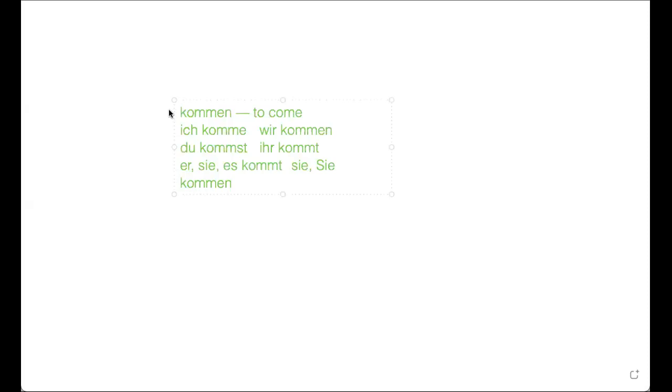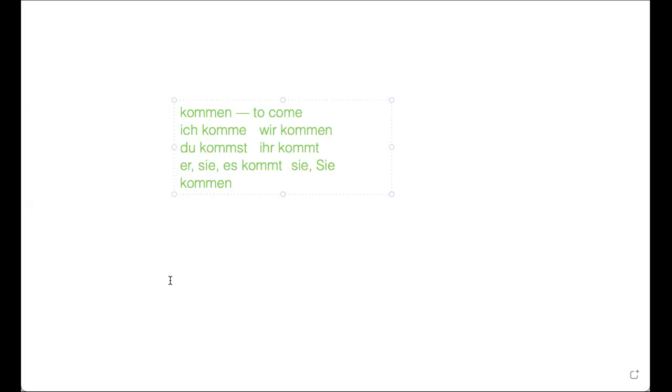Okay, we have the verb kommen. Kommen is the verb 'to come'. Ich komme, du kommst, er, sie, es kommt, I come, you come. Wir kommen, er kommt, and sie kommen. Is it clear to you?